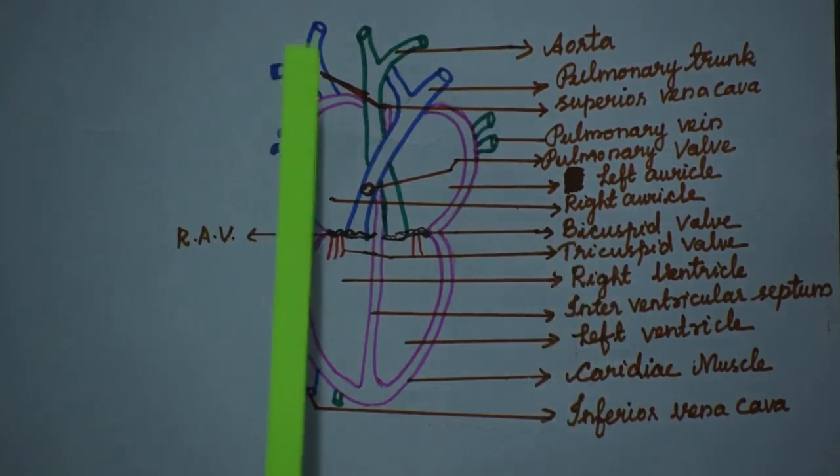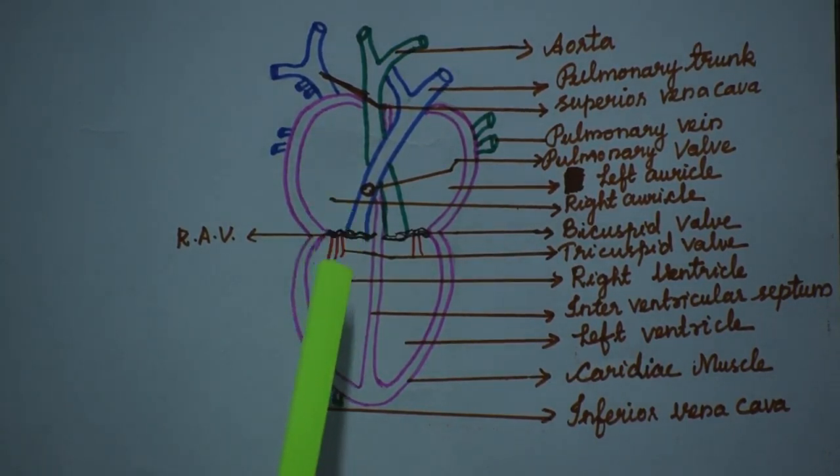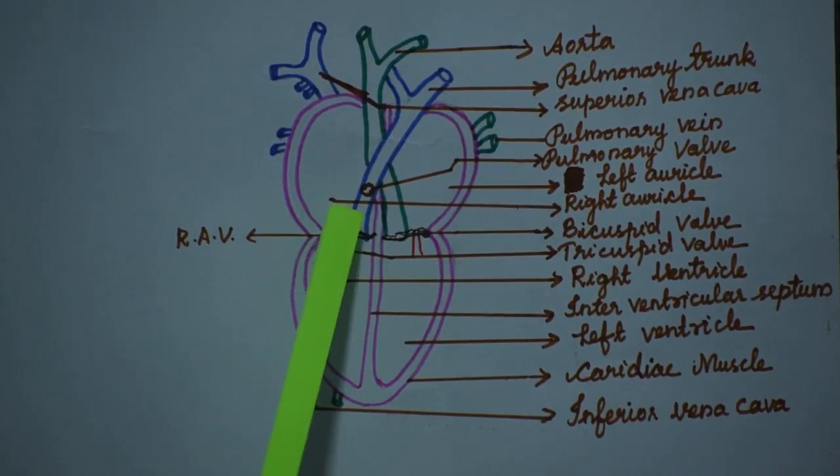Then the right auricle opens into the right ventricle by an aperture called right auriculoventricular aperture. Aperture means opening, protected by a valve called tricuspid valve.